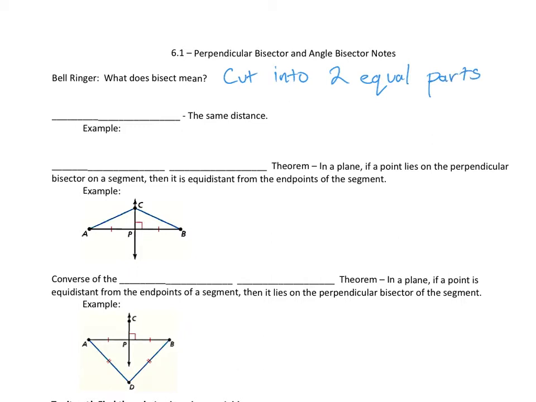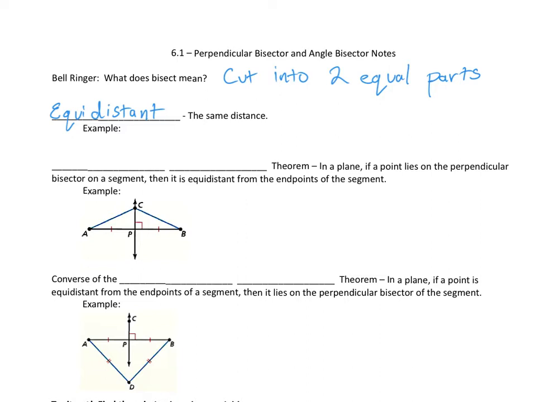Then the next one, what does it mean to be the same distance? The fancy word for that is equidistant. Just like we have equilateral, which is the same length, and equiangular, which is the same angle, equidistant means equal distance.